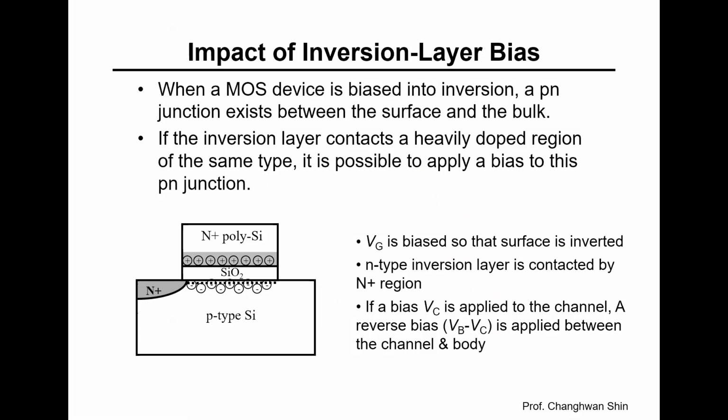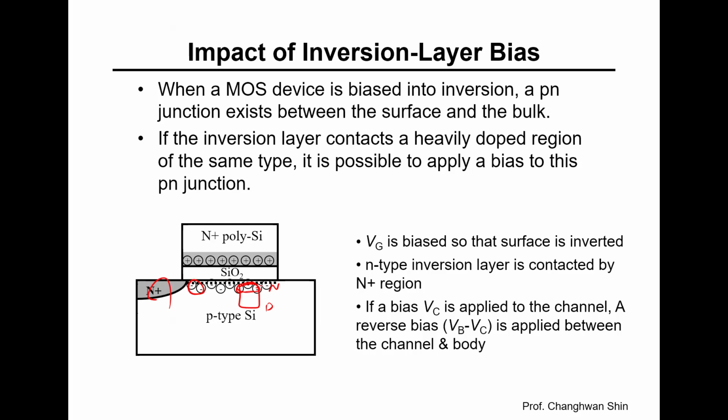So now let's take a look at the impact of the inversion layer bias. When a MOS device is biased into inversion, something important happens. A PN junction forms between the surface inversion layer and the bulk semiconductor beneath it. The inversion layer is N-type and the body is P-type. So again, when a MOS device is biased into inversion, something important happens. What is it? A PN junction forms between the surface inversion layer and the bulk semiconductor region.